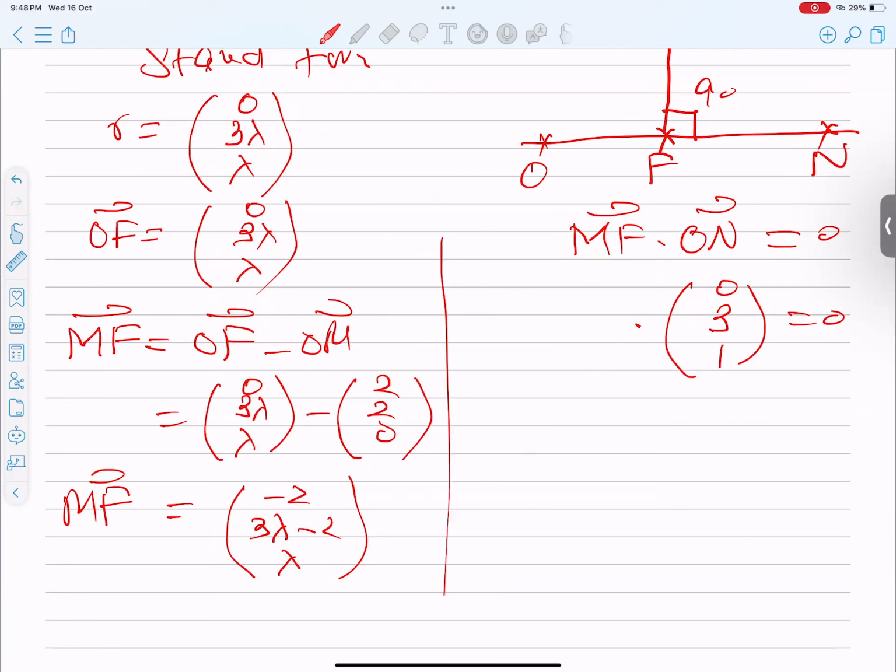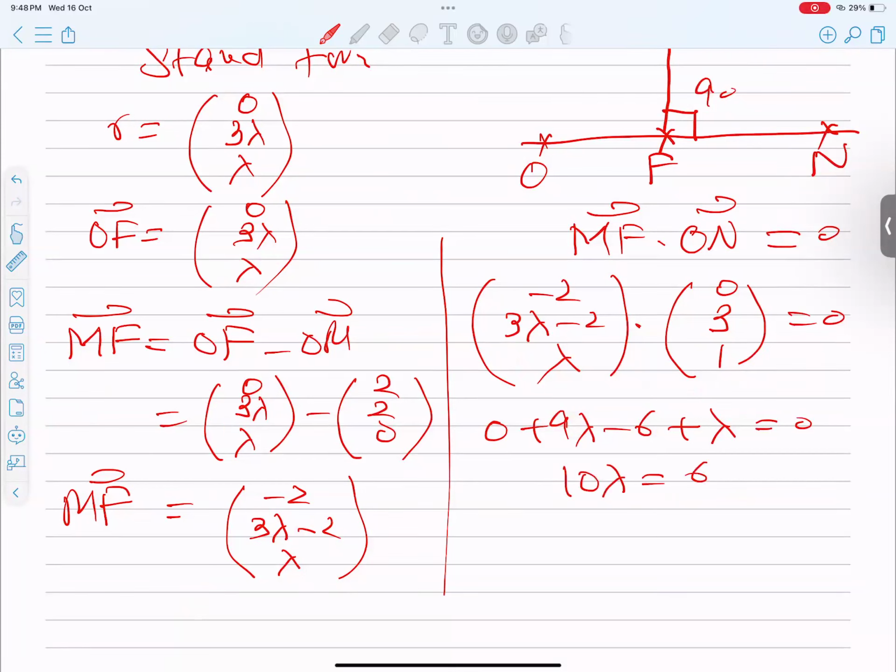So let's start. So (-2, 3 lambda - 2, lambda). Dot product, you know it very well. I get (0, 3, 1) multiplied with the both. I got 9 lambda minus 6, and this multiply, I got lambda, equal to 0. 10 lambda equal to 6, and lambda becomes 6 over 10, that is 3 over 5. So I got lambda is this value.